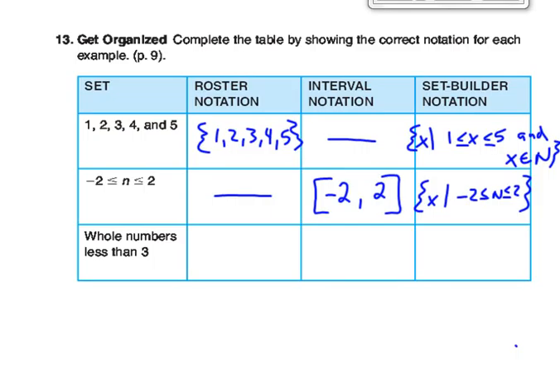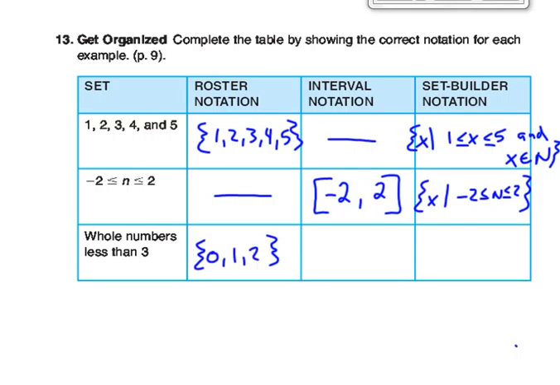Whole numbers less than 3, the next one, roster notation. Well, that's pretty easy to think of. Whole numbers, so that's numbers that are less than 3. I've got 2, I've got 1, and I've got 0. And so I can list those in a roster. You could list them as 0, 1, 2, and that would be fine. I probably should have written them that way, and in fact, it's going to bother me enough that I'm going to rewrite them. Okay, 0, 1, and 2, whole numbers.